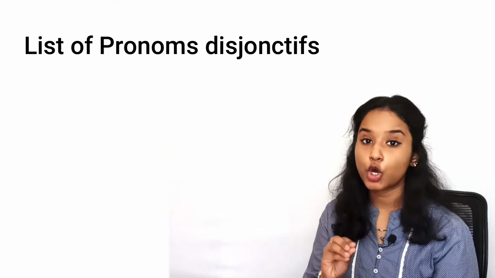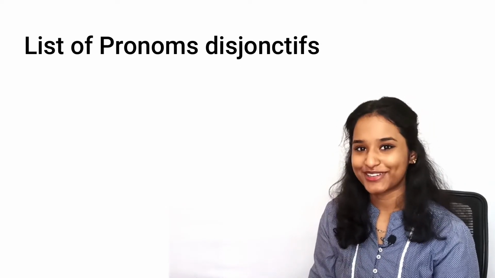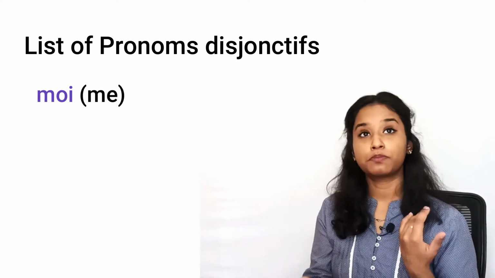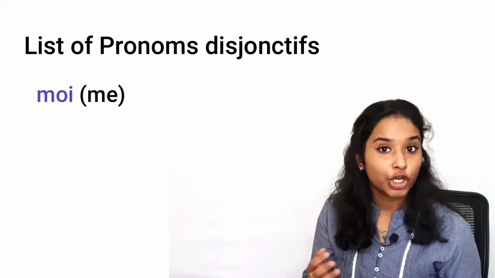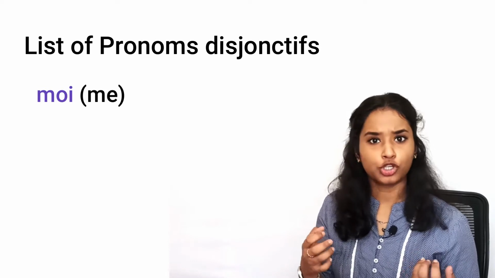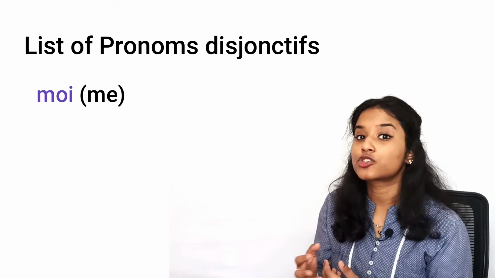Let's look at the list of disjunctive pronouns in French so you will understand what I'm talking about. The first one is me. Me is moi. So talk to me, play with me, dance with me, all this will be moi. You will not use je here because it's a subject pronoun and then it wouldn't make sense. It cannot be, talk to I, play with I. It's wrong, right? So that's why you use pronom disjonctif here.